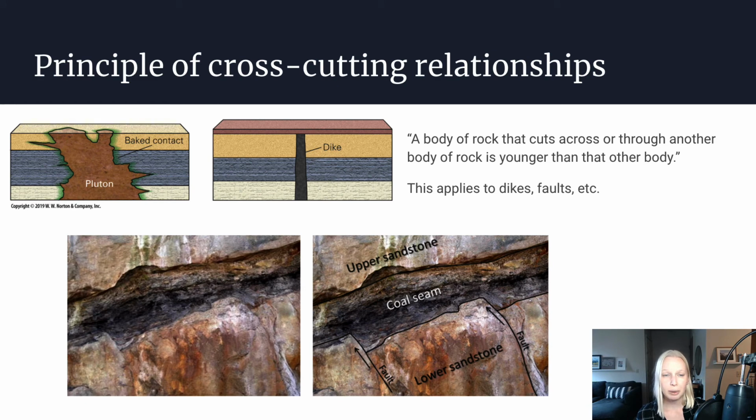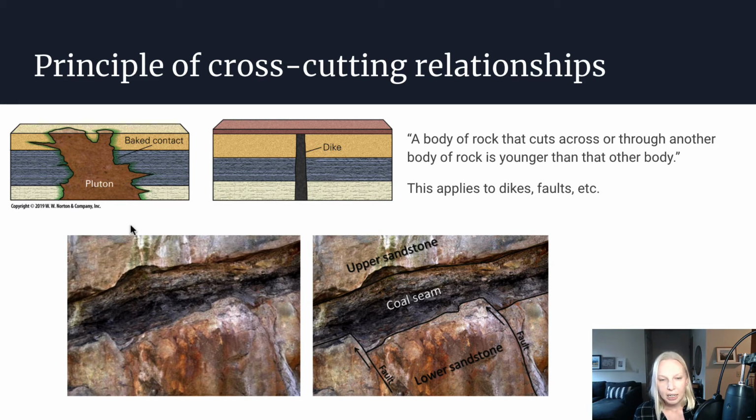Okay, now let's talk about the principle of cross-cutting relationships. This principle states that a body of rock that cuts across or through another body of rock has to be younger than that other body. So the rock that's doing the cutting has to be younger. This applies to anything from igneous dikes to faults or any other sort of displacements or fractures. Those indicate a cross-cutting relationship, and those features have to be younger.